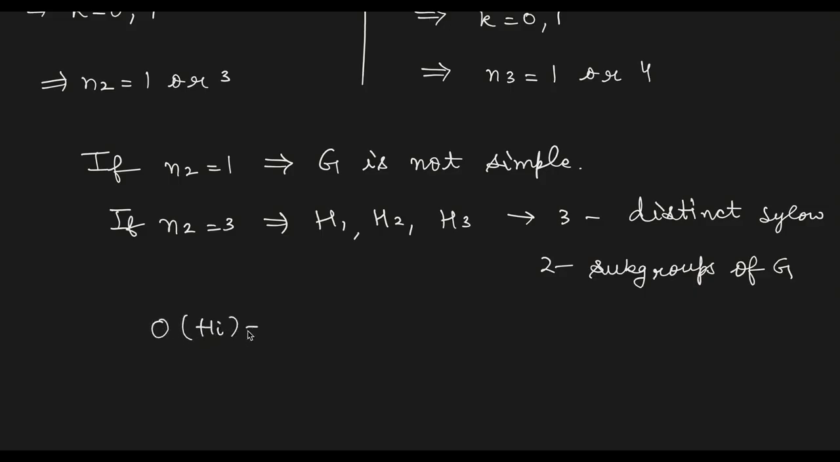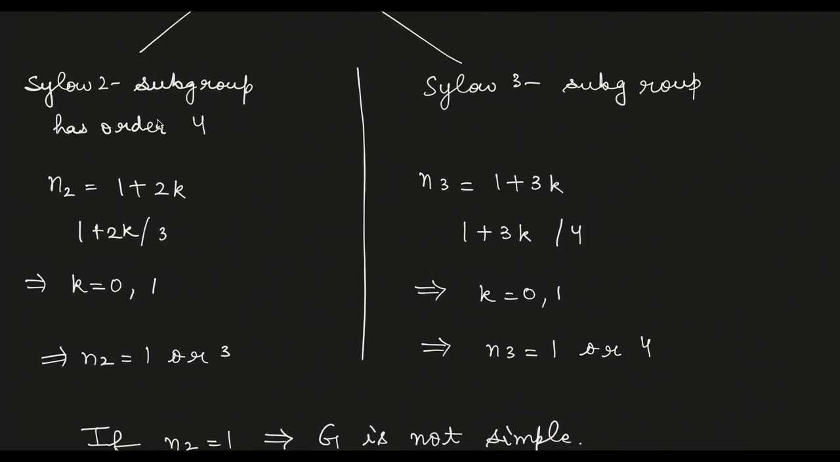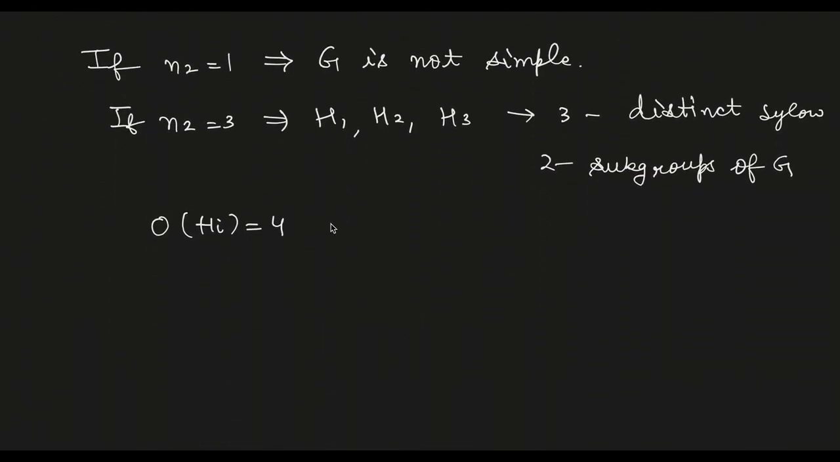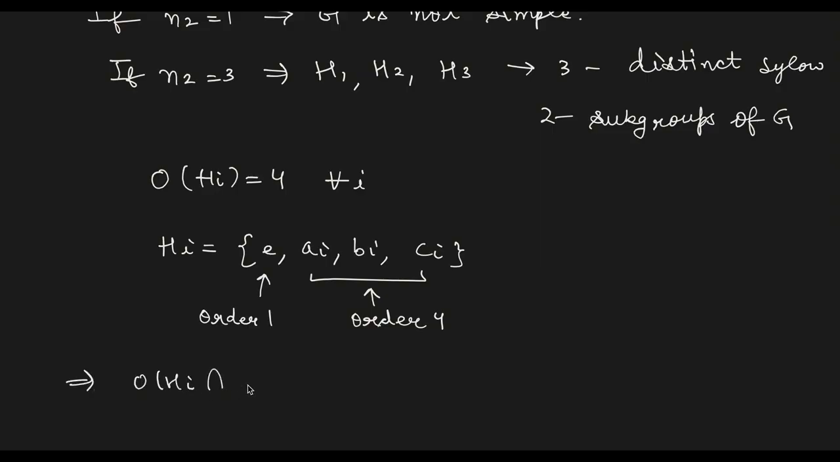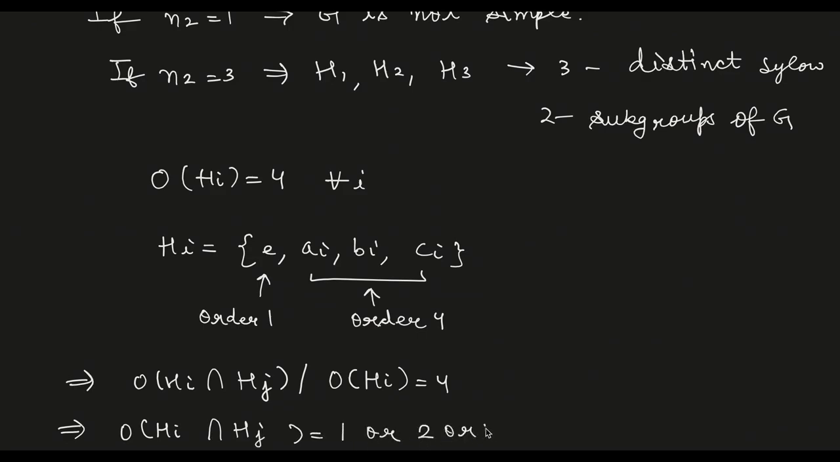Order of Hi is 4, because it is a Sylow 2-subgroup of order 4. So Hi will have elements like identity, ai, bi and ci. So this will have order 1 and the rest will have order 4. So again, order of Hi intersection Hj divides order of Hi, which is 4. So order of Hi intersection Hj is equal to 1, 2 or 4.